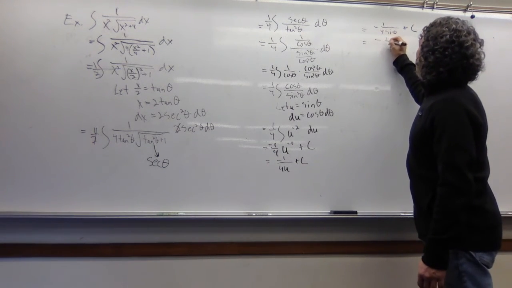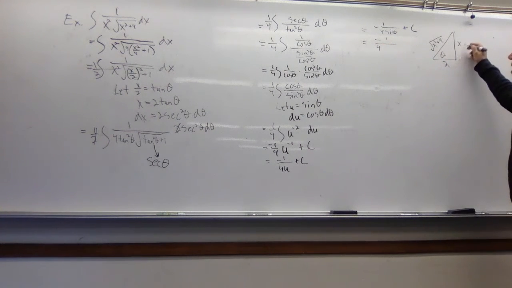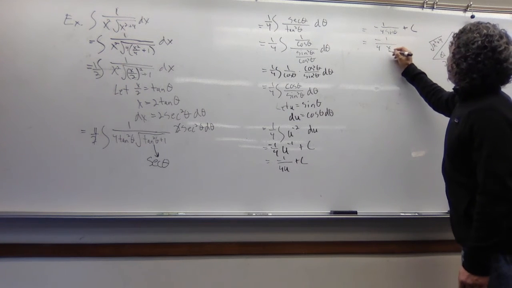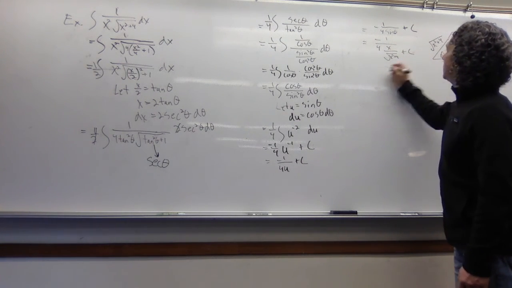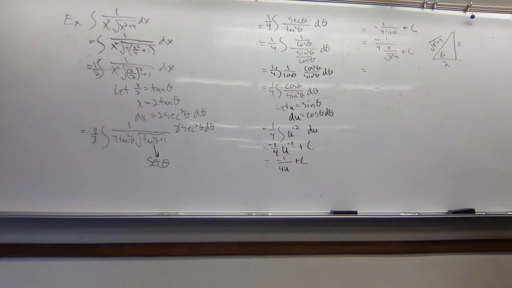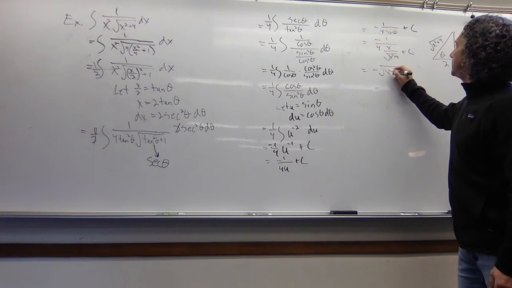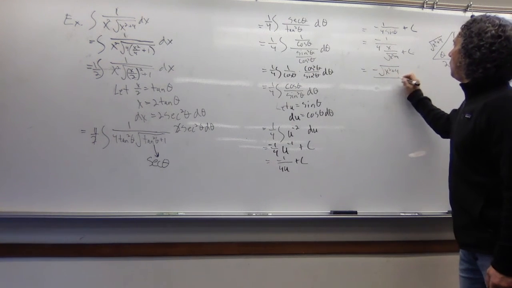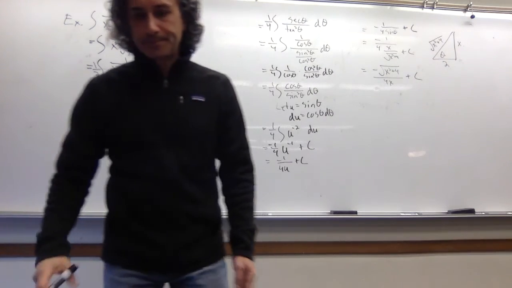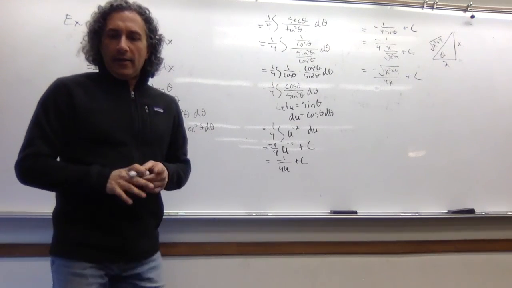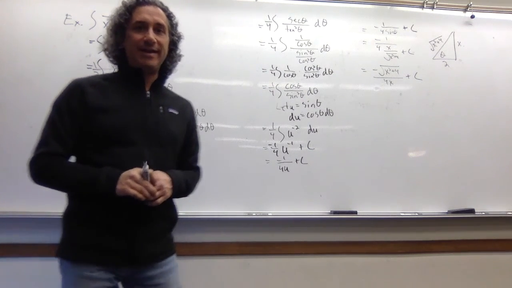So this is minus 1 over 4 times sine of theta. Sine of theta is opposite over hypotenuse. And if we want to, we could simplify that a little bit by flipping this over to get minus the square root of x squared plus 4 over 4x plus c. All right, so that is trig substitution.